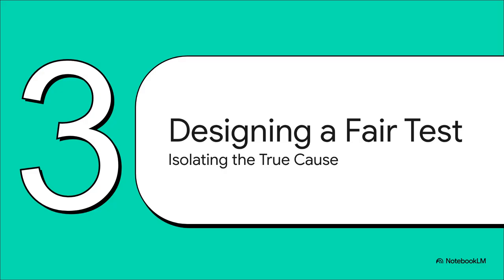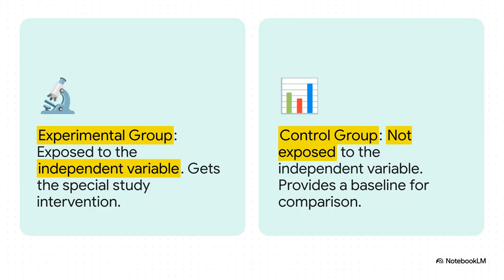Okay, so with all these potential pitfalls, how on earth do we design a fair test? Well, it's all about isolating that one true cause. First things first, you split your participants into two teams. You've got the experimental group. These are the folks who get the special treatment, like our 4-hour study plan. But how do we know if that plan is any good? We need something to compare it to. And that's where the control group comes in. They just do what they'd normally do, which gives us a perfect baseline.